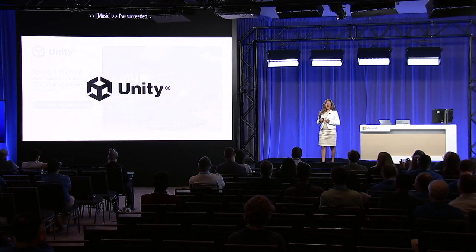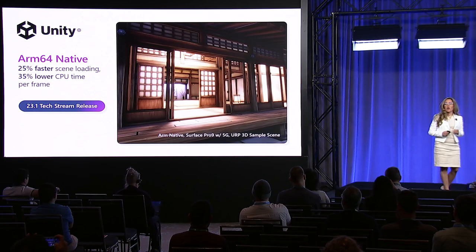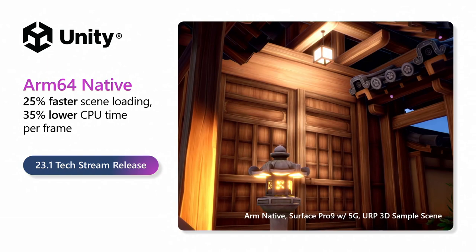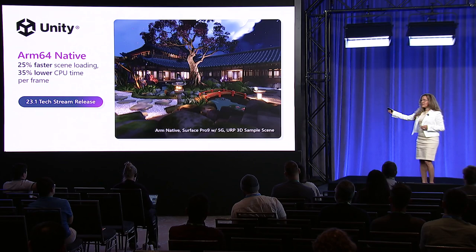I am excited to announce that today, Unity's native ARM64 real-time platform is available for you to target as a runtime. It is available as a beta, and it will be available in their tech stream release later this summer. With this support, you will experience a substantial CPU performance gain over the emulated version. And now, I mean, take a look at this.